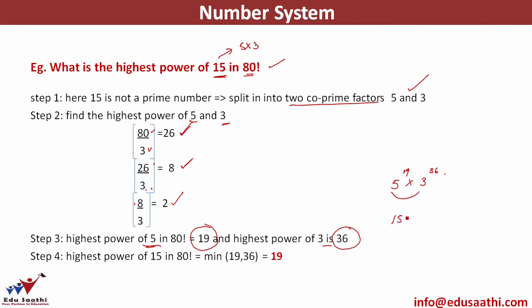15 will be formed by a combination of 5 and 3. So the highest power of 15 in 80 factorial will be the minimum of the two values, which is 19 and 36, which gives me an answer of 19. I hope you are clear with the question.